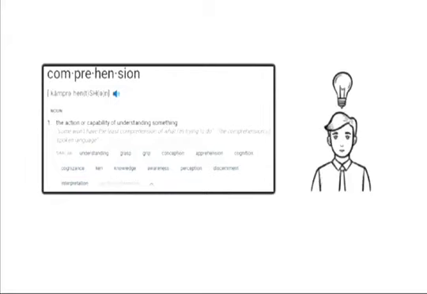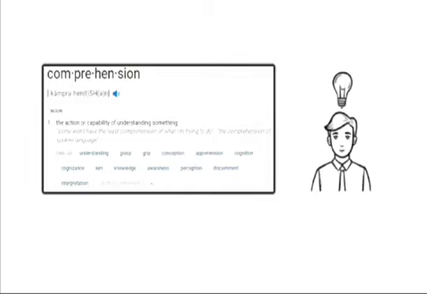I want to talk about the word comprehension, because I've mentioned it a couple of times already. You want to make sure your students are comprehending, and we need to comprehend. We're talking about students right now, but we as adults also need to make sure we're comprehending. Remember, we have to practice a peaceful solution before anybody else. We're the teachers, so we need to make sure we comprehend the things we're learning. Comprehension, as you can see on the slide, means the action or capability of understanding something.